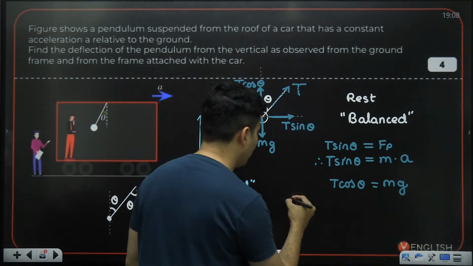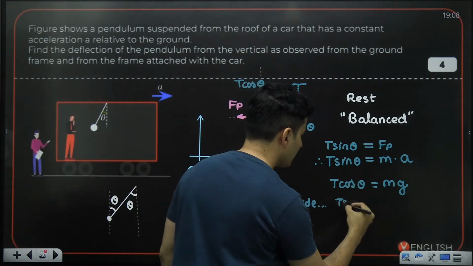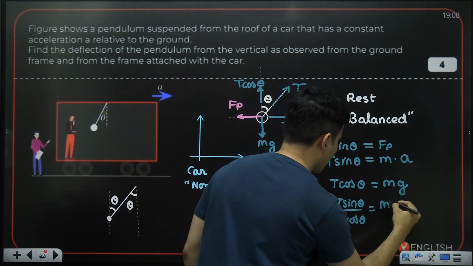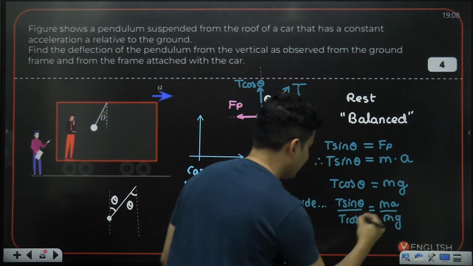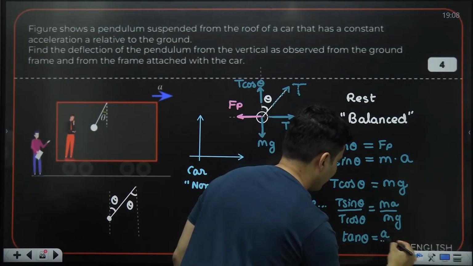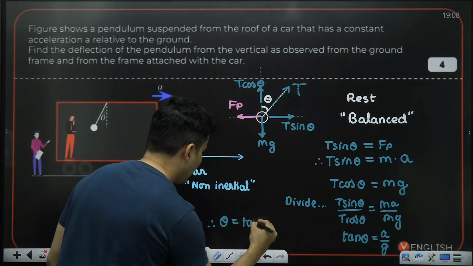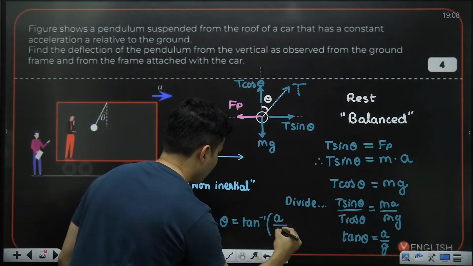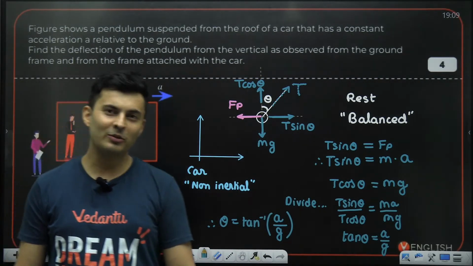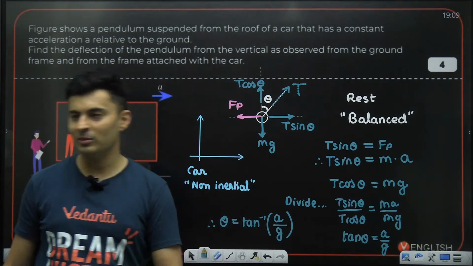It makes sense to divide both of them. So T sine theta by T cos theta will be ma by mg. Sine theta by cos theta is tan theta. T cancels. You will have a by g. Therefore, theta will be tan inverse of a by g. That is the answer. So the angle made, we have got it. Tan inverse of a by g. So if acceleration is more, theta is more. If acceleration is 0, theta is also going to be 0.